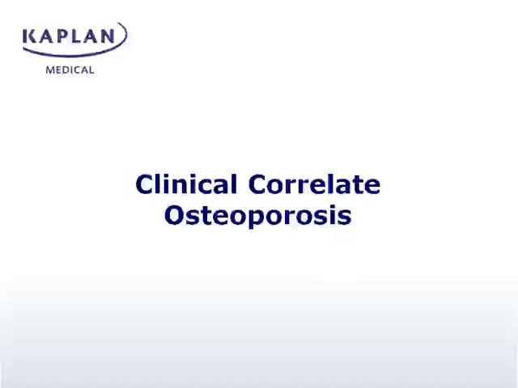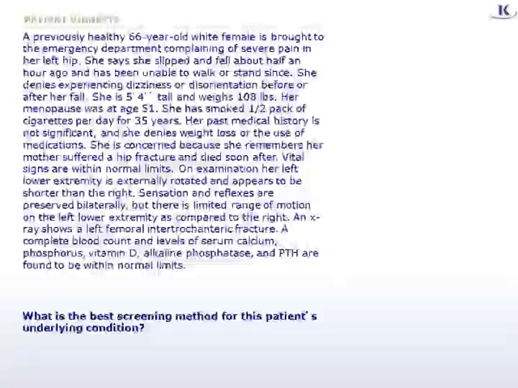Clinical correlate, osteoporosis. In the anatomy lecture, the role of osteoclasts in the development of osteoporosis was discussed. Osteoclasts carry out bone resorption by breaking down bone matrix, leading to the release of calcium. Take a moment to read the following clinical vignette.